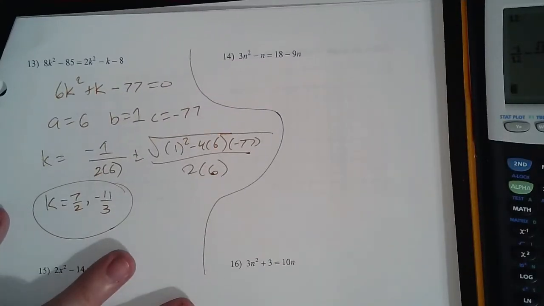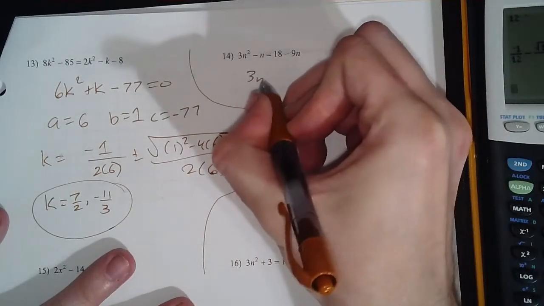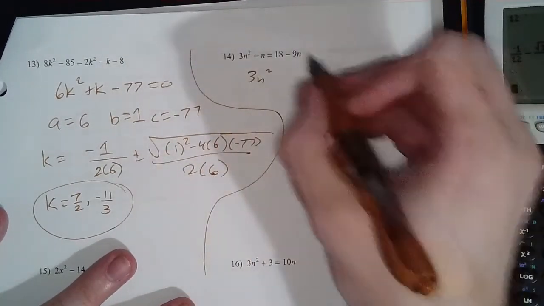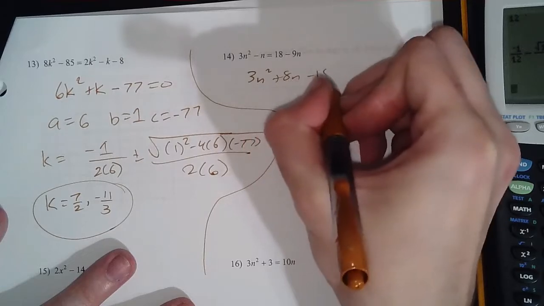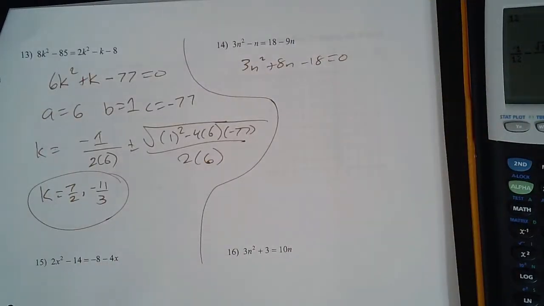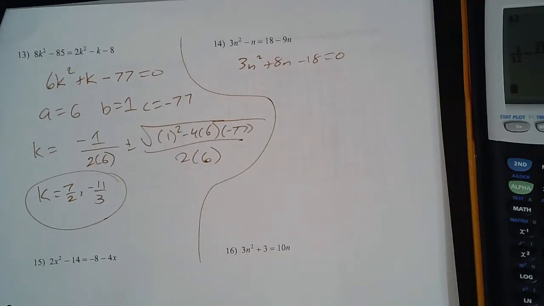So, continuing on, we got 3n squared minus n. So 3n squared, and then we're going to add 9n to both sides, so plus 8n minus 18 equals 0. Just to switch it up, I'm going to go ahead and solve this one by factoring. Again, if you want to use quadratic formula, knock yourself out. You want to complete the square, you do you. It really just doesn't matter.